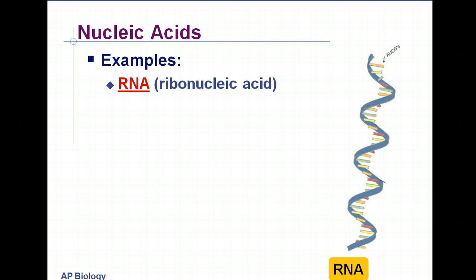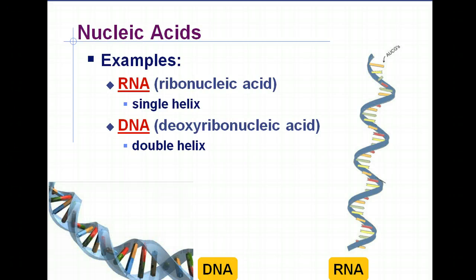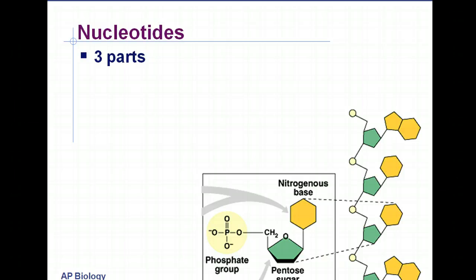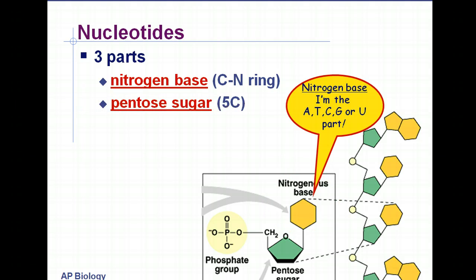Nucleic acids can be made into RNA, which is ribonucleic acid, in a single helix structure. And we can also have DNA, which is our deoxyribonucleic acid, and our double helix structure that you are super familiar with by now. The monomer of nucleic acid is the nucleotide. We love DNA made of nucleotides: sugar, phosphate, and a base bonded down each side. So the three parts here: we have our nitrogen base, our A, T, C, G, or U, adenine, thymine, cytosine, guanine, or uracil. We have our pentose sugar, which is a 5-carbon sugar. That's why it's called a pentose.